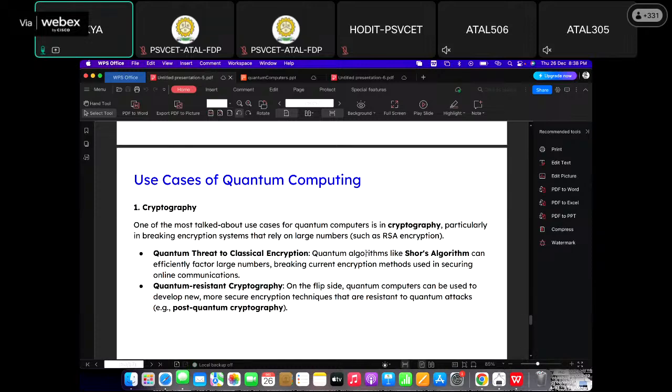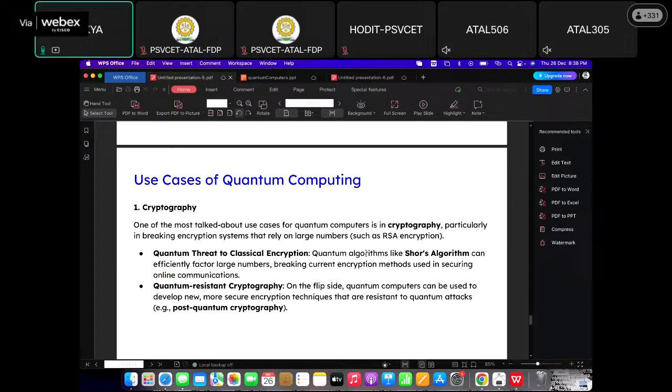Number one, cryptography, where you can use quantum computing. One of the most talked about use cases for quantum computers is in cryptography. Particularly, with the help of quantum computing, you can break cryptography also. I mean, you can easily crack anybody's password. It is particularly about breaking encryption systems that rely on large numbers, such as RSA encryption.